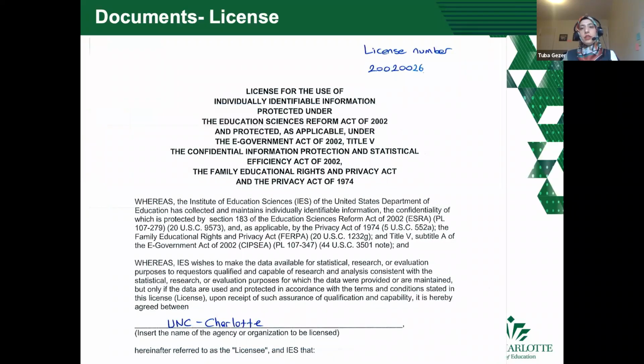Okay, once you complete your electronic application, there are 3 attachments that you have to get a physical copy of, and one of them is the license. That license is about 9 pages. This is only the first page. And as I told you before, that license is between your institution and IES.